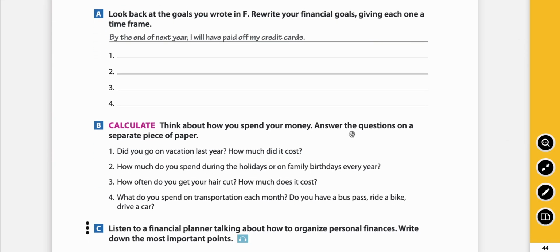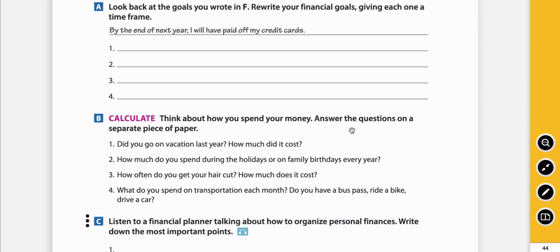So, for example, let's look at B. Think about how you spend your money. Answer the questions on a separate piece of paper. And then you've got the four questions. Did you go on vacation last year? How much did it cost? How much do you spend during the holidays or on family birthdays every year? How often do you get your hair cut? How much does it cost? And what do you spend on transportation each month? Do you have a bus pass, ride a bike, or drive a car?